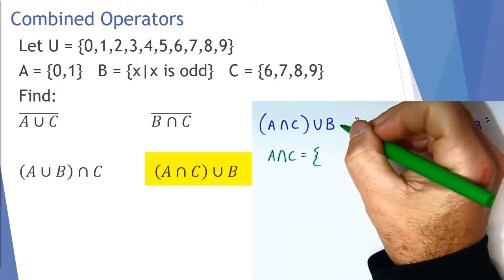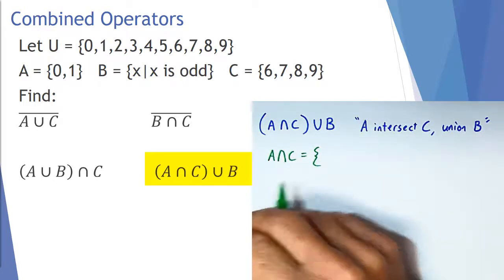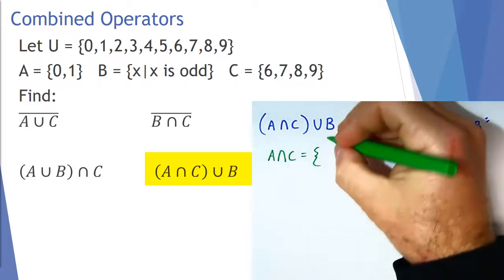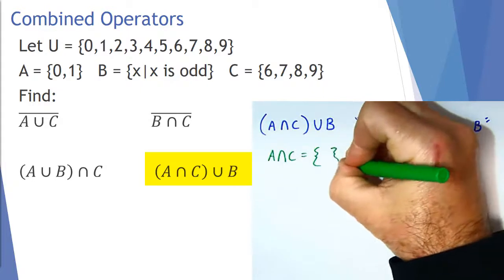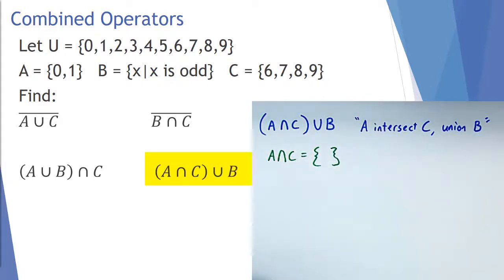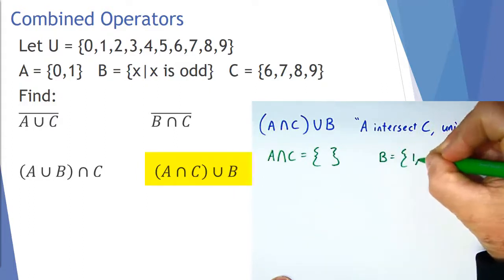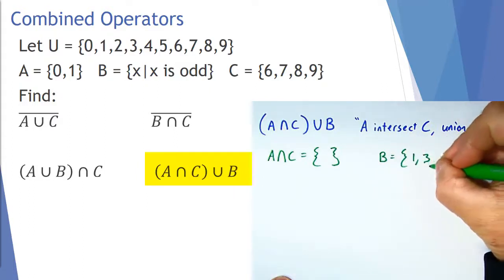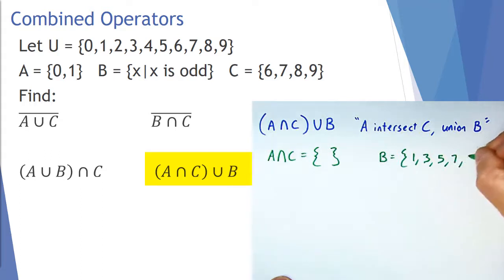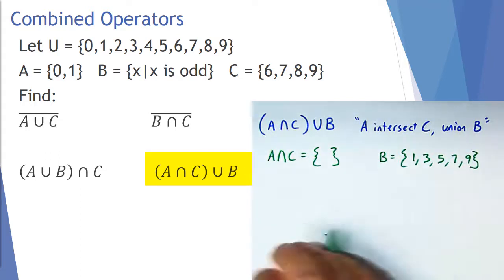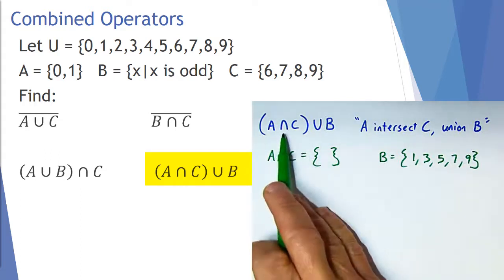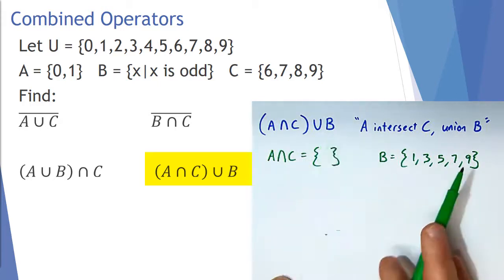Well, as it turns out, A consists of 0 and 1, C consists of 6, 7, 8, and 9. A intersect C is the empty set. There are no elements in there. But B, since B consists of all the odd digits 1, 3, 5, 7, and 9, we want to find the union of A intersect C, which is empty, and B, which is not.